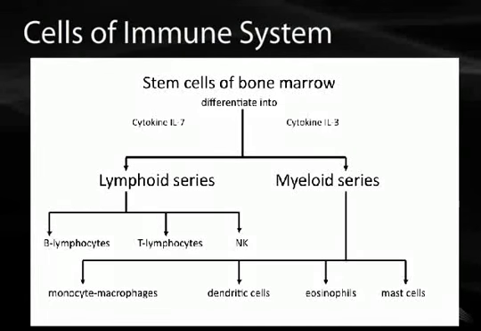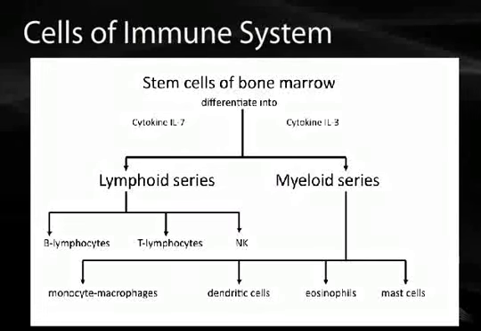Here we see a different view, again more simplistic than the last slide, but again important to note the differences between the lymphoid series and myeloid series of cells. So starting again at the top with stem cells of the bone marrow, then depending on what cytokine they see, they differentiate into either the lymphoid series or the myeloid series, cytokine IL-7 being involved in the lymphoid series, and again IL-3 as well as GM-CSF being involved in the myeloid series.